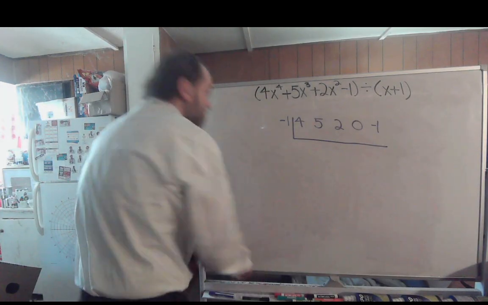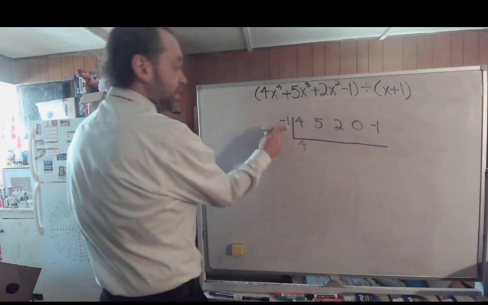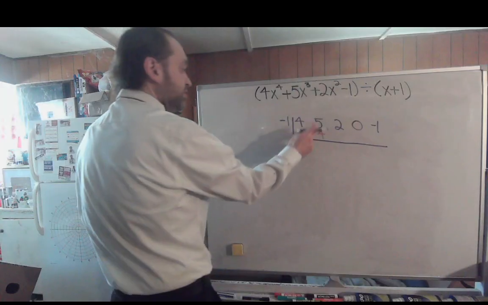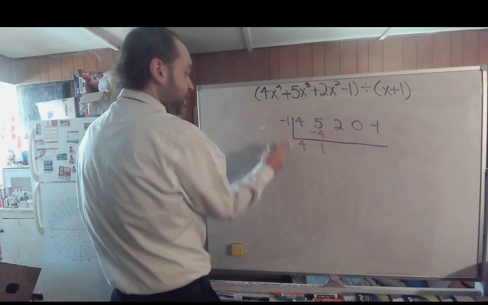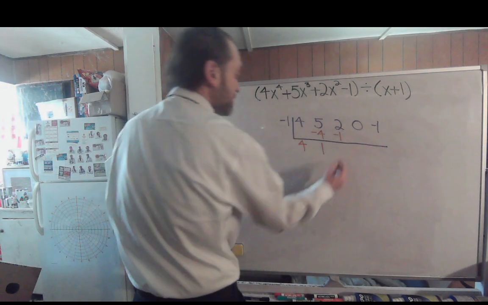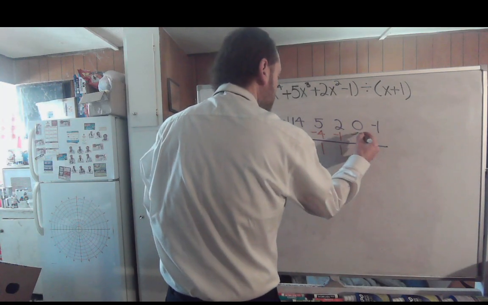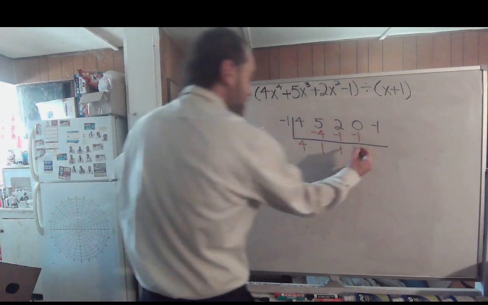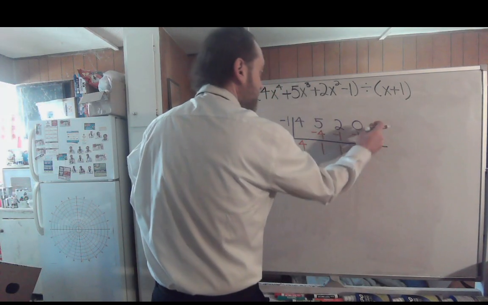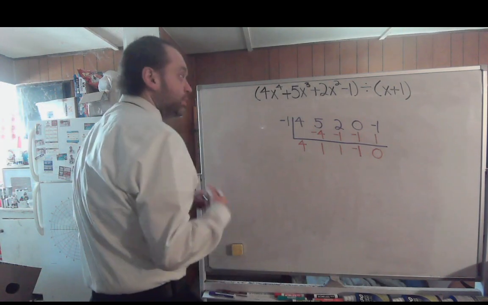Bring down that 4 from above. Then you'll take negative 1 times 4. That's going to be negative 4. So 5 minus 4 is 1. Negative 1 times 1 is negative 1. 2 minus 1 is going to be 1. Negative 1 times 1 is going to be negative 1. So 0 minus 1 is negative 1. Negative 1 times negative 1 is positive 1. So negative 1 plus 1 is 0. Well, what do you know? You have a remainder of 0.